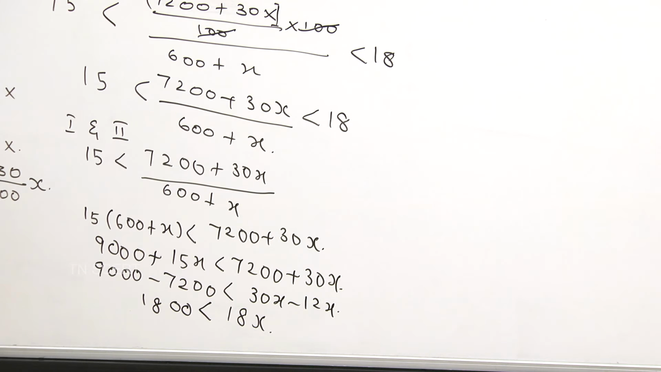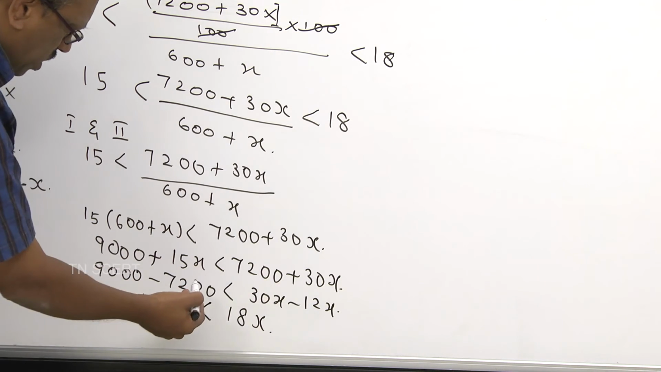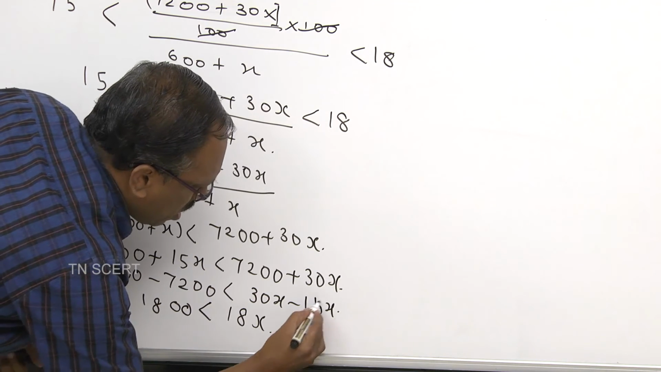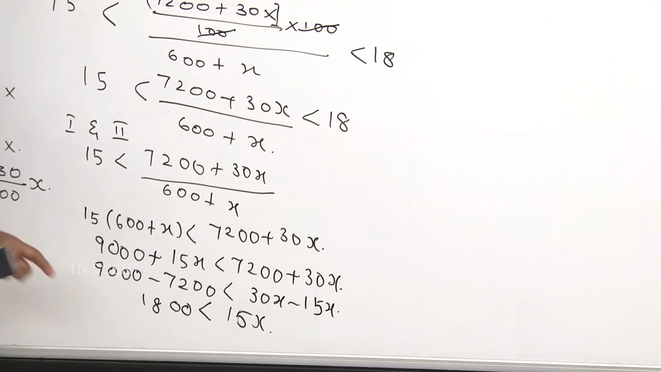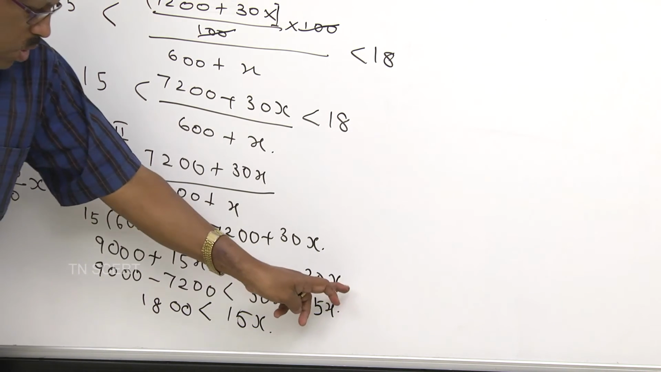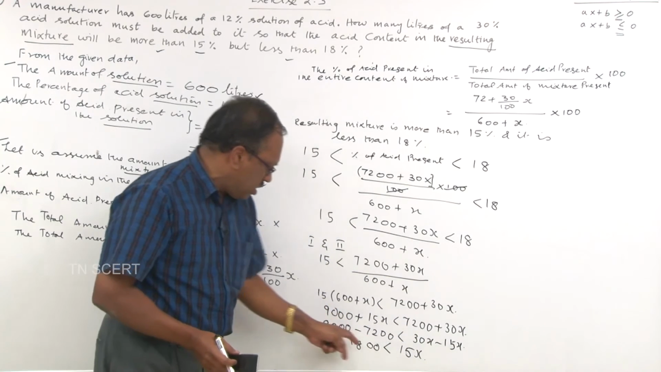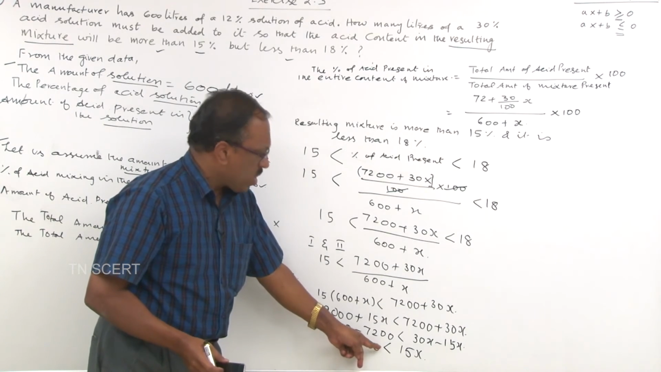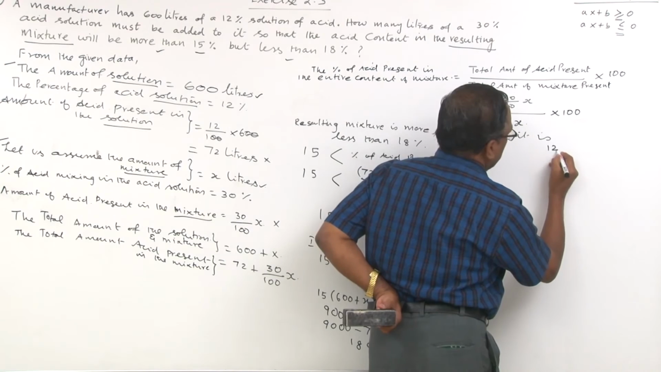What I am getting here, this part, here 1800 and here 15x, 13x minus, I am sorry, here this 15x, extremely sorry. So here it is 15x. So this 15x I have taken to the other side, minus 15x, 30x minus 15x is 15x, and 9000 minus 7200 it is 1800. By which what I am arriving here, it is 120.